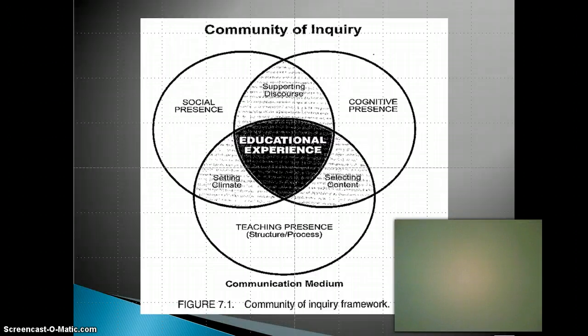It's important first to understand that the community of inquiry includes three primary elements, and the confluence of these elements makes up the educational experience. First of all, we have the social presence, the first element. Second, the cognitive presence. And third, the teaching presence, or structure and process involved in the teaching experience.